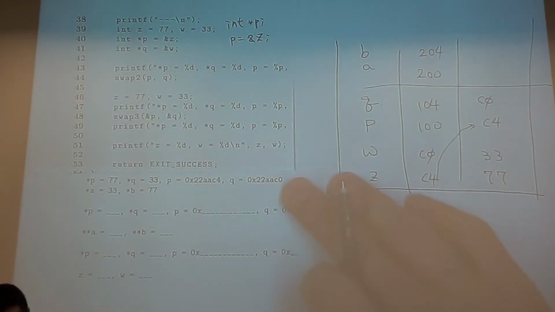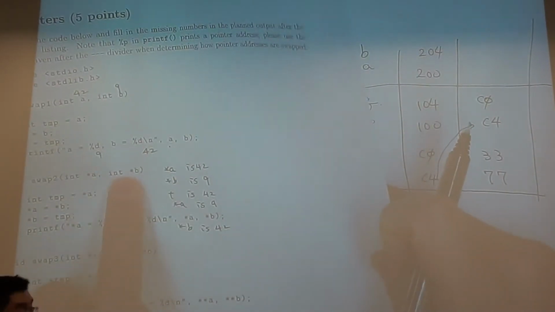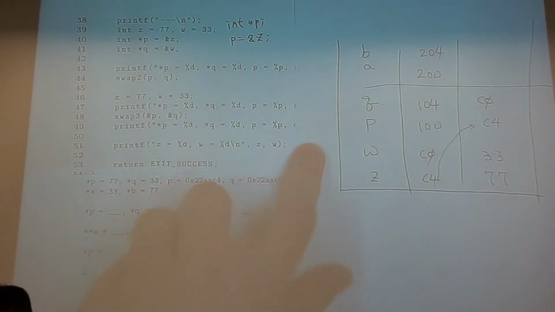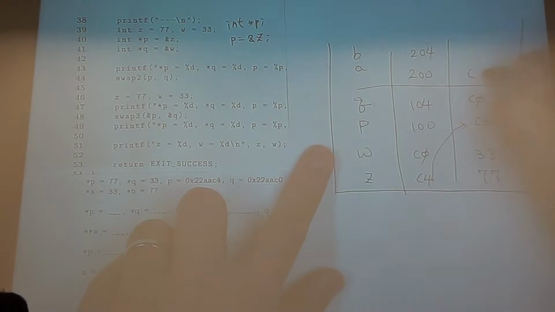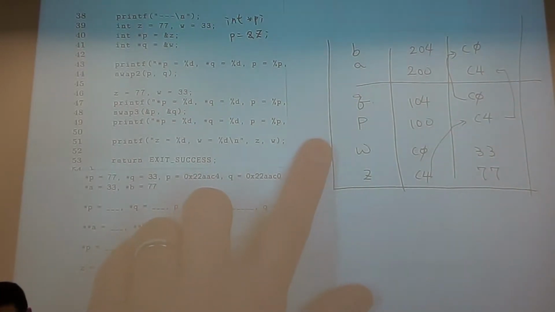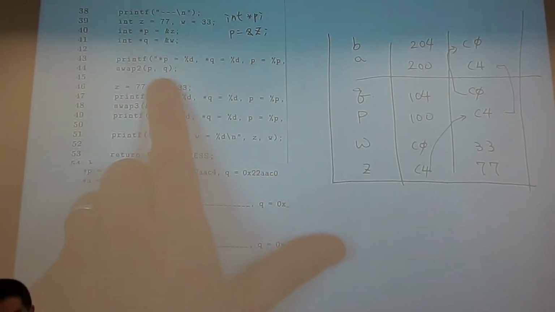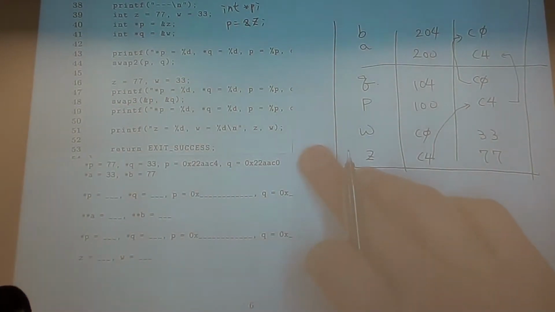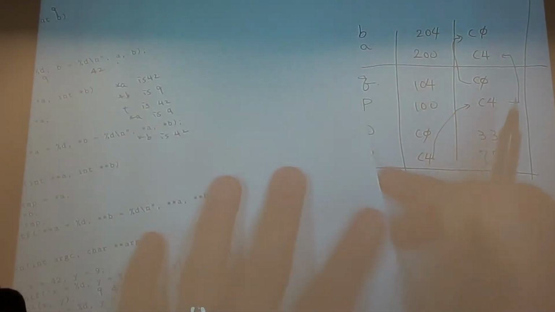Swap 2 takes pointers A and B. So C calls a function with variables, so you copy the variable. So this will be C4. This will be C0. You copy the variable. So that's how I get to swap 2. Okay. In swap 2, I have temp.